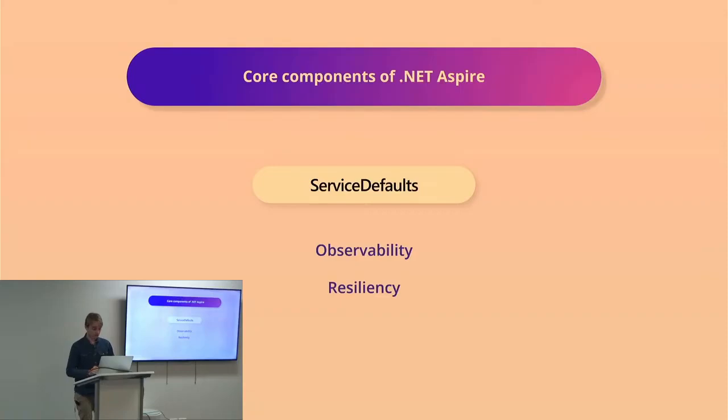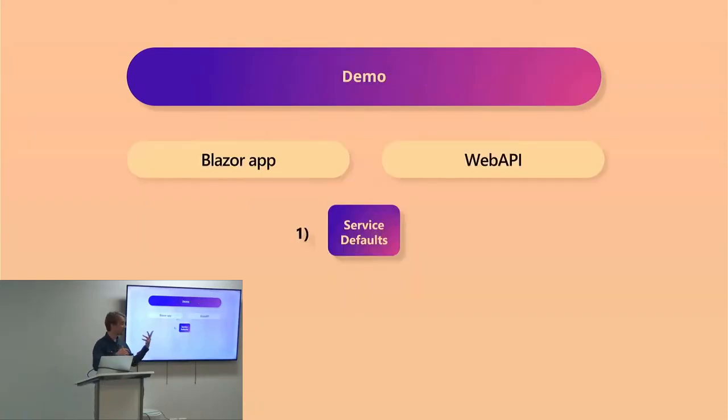So for that, I will start the demo. The demo is pretty simple. It's a Blazor app calling an API, and we'll see what issue it has, and we'll add the service defaults to try to solve it.